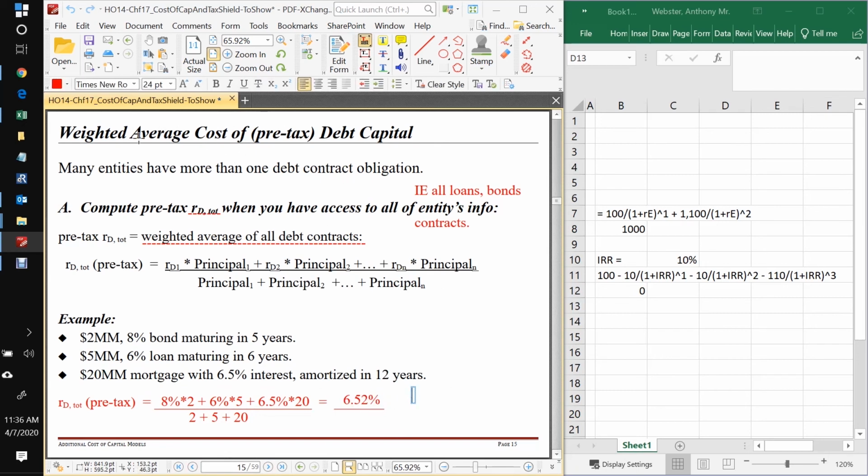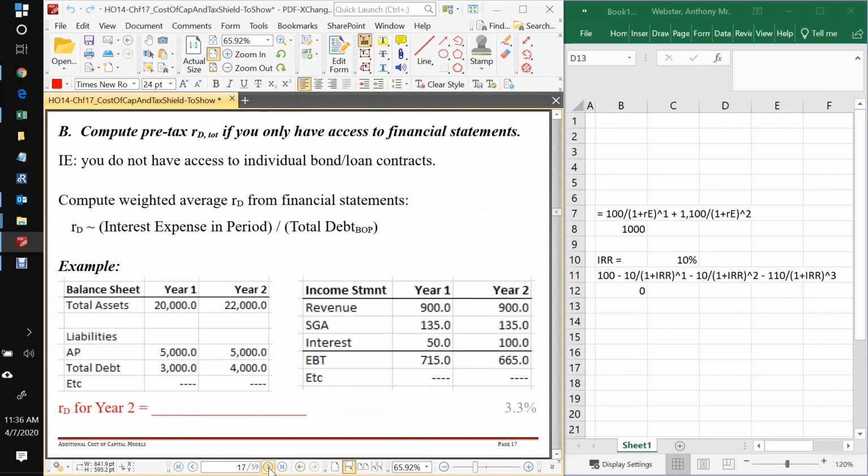So this is how we get the pre-tax weighted average cost of capital for an entity when it has more than one debt contract outstanding. Now, sometimes, especially if you're going to be an equity analyst working for a mutual fund or hedge fund, you probably won't have access to all of the debt contracts of the entity, but you will, as usual, have access to the entity's financial statements. So you can still make a good estimate of the cost of debt capital. So here's the way to do it.